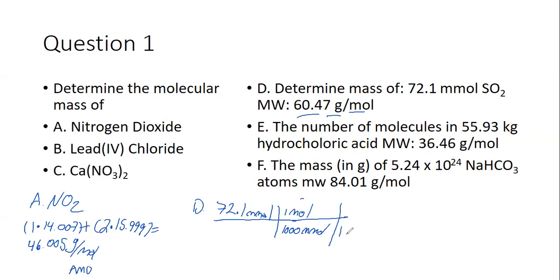Now, with my molecular weight, I can convert moles to grams. So 1 mole is 60.47 grams. My unit of moles has canceled out. My unit of millimoles is canceled out. I'm left with the weight of grams, multiply across, that's 4.36 grams. All right, so let's see if we can do B, C, E, and F.